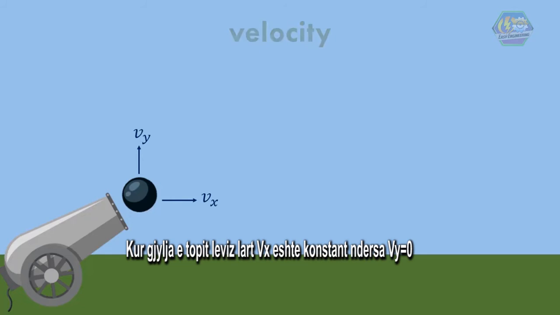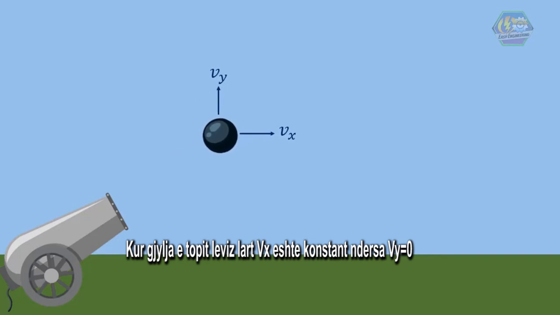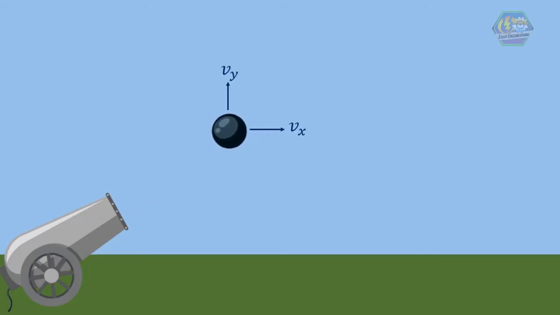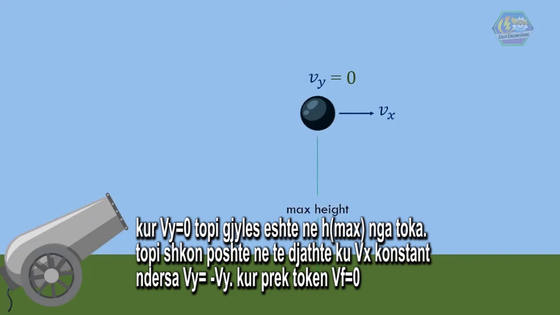When the cannonball moves upward, the velocity in the x direction is constant, the same as its initial x value, while the velocity along the y direction is approaching 0. When the velocity along the y direction is equal to 0, the cannonball is at its maximum height from the ground. The cannonball continues its parabolic path.